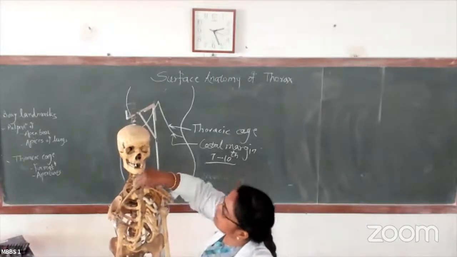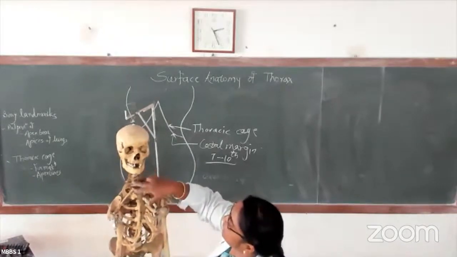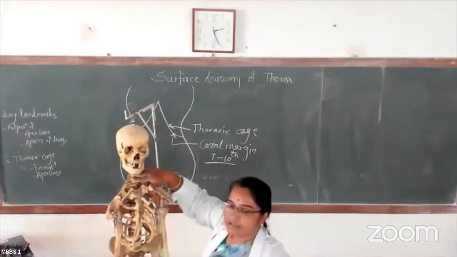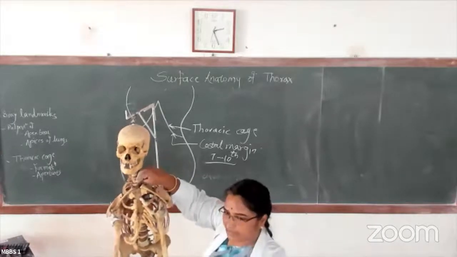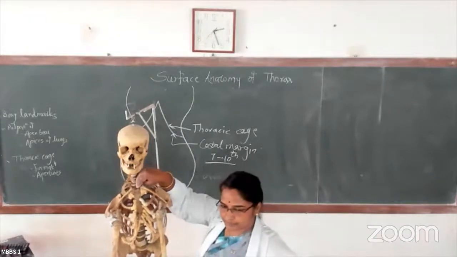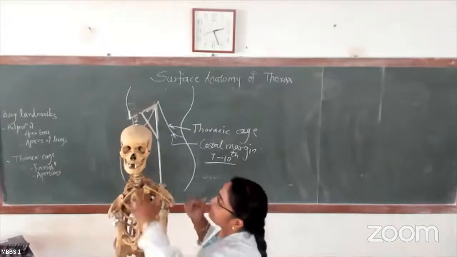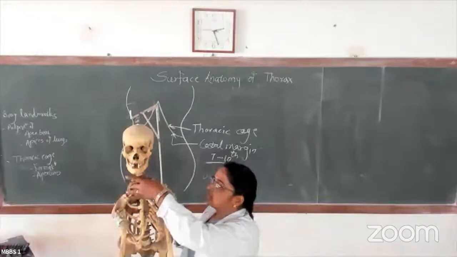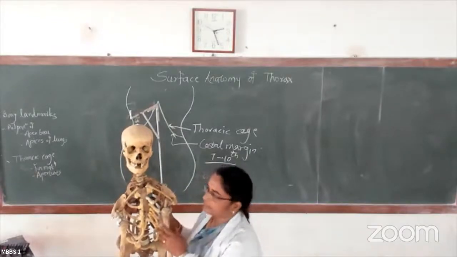Now through this superior thoracic aperture or thoracic inlet, there is contact between the thoracic cavity and the neck. So the structures from and to the neck enter through this aperture. Now it measures about 6 centimeters anteroposteriorly and 12 centimeters is the transverse diameter of this.